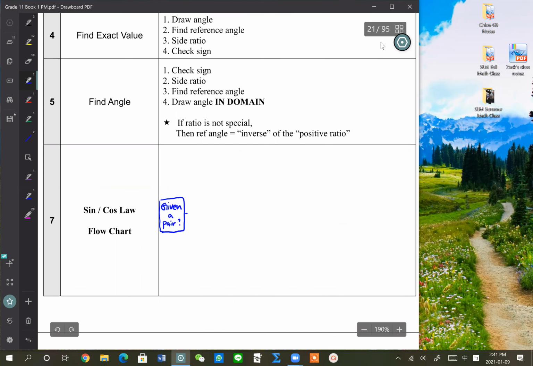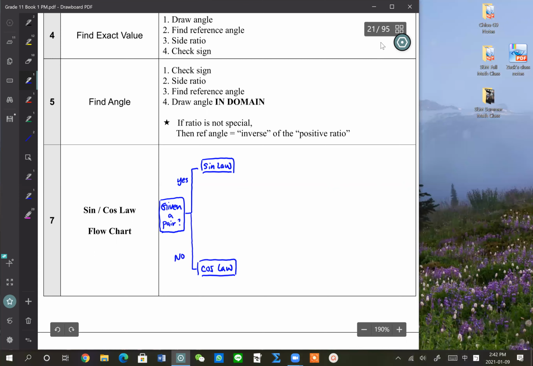If the answer is yes, then you need to go to sine law. You know this question needs sine law to find the answer. That's the first question. If the answer is no, then it has to be cosine law. That's after the break.